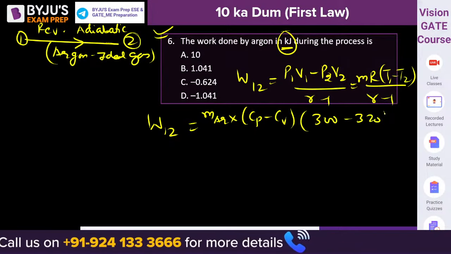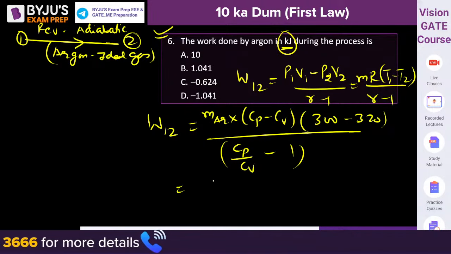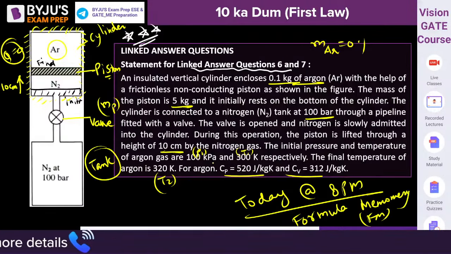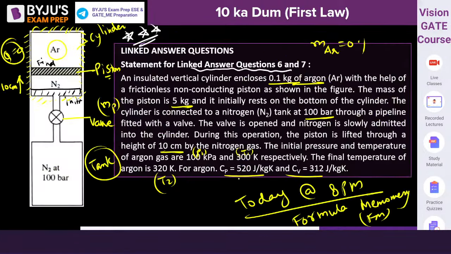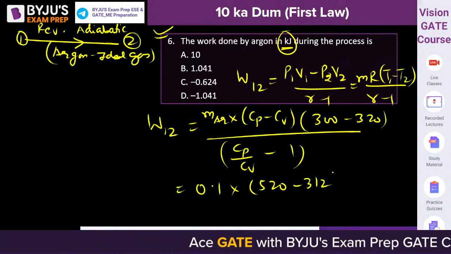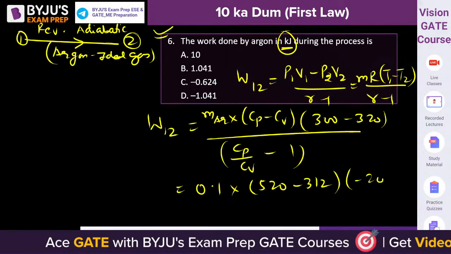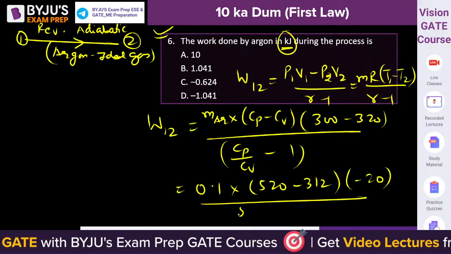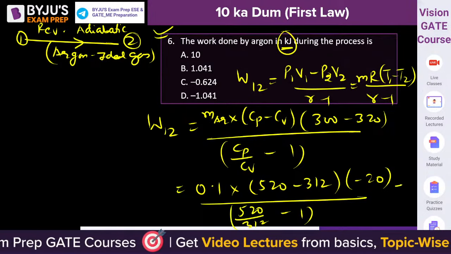300 minus 320 upon gamma is Cp by Cv minus 1. Put the value. What is the mass of argon? Mass of argon is 0.1 kg into Cp minus Cv. Cp is 520, Cv is 312 joule per kg Kelvin. (520 minus 312), then that is minus 20 upon Cp by Cv, 520 by 312 minus 1, that will give you joule.